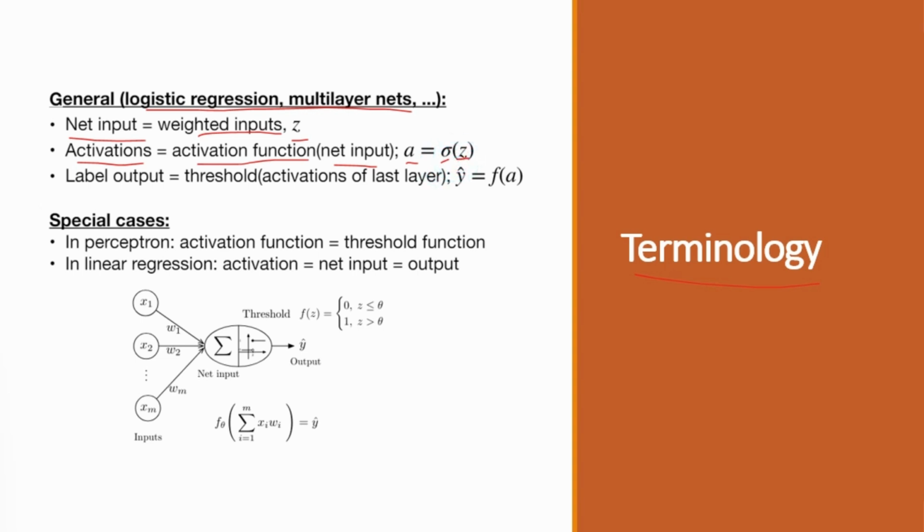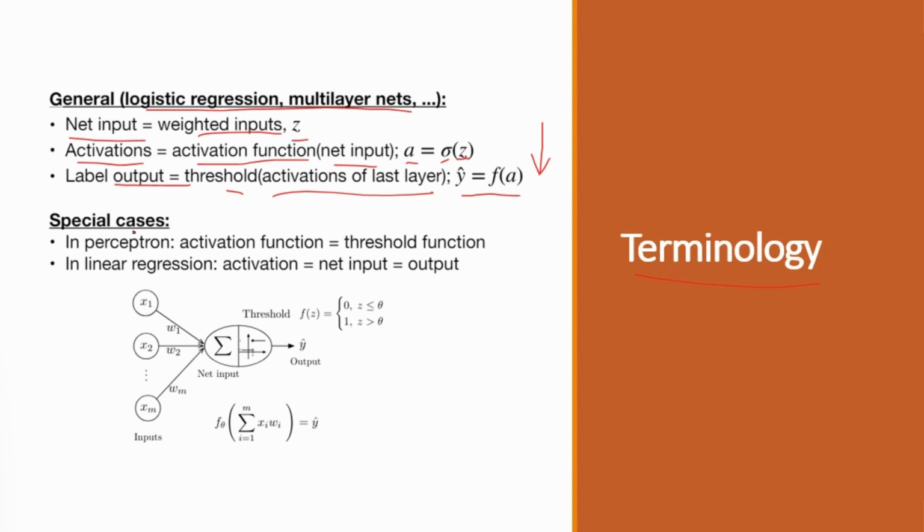And then the output of a model, that is when we apply the threshold to the activations of the last layer of the neural network. We can, for example, use y hat to denote the predicted label or the output, and f is the threshold function which takes on A. So the flow would be, you can think of it as first computing Z, the weighted net input, which is computed based on x's and w's, and then we use sigma, the activation function, to compute these activations, and then we have f to compute the label output.